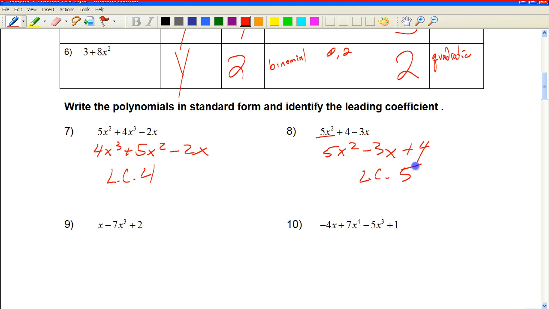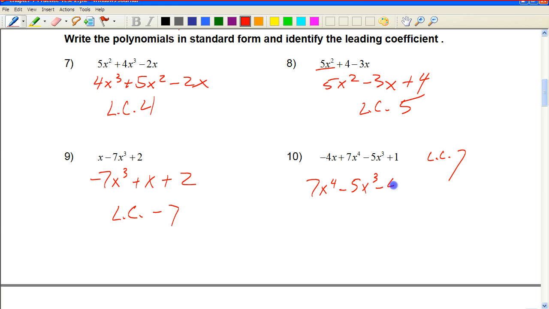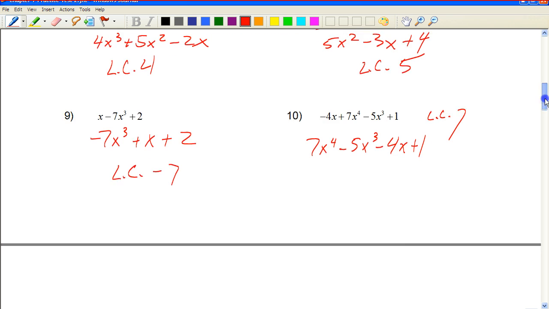Leading coefficient is 5 because it's in front of the term with the highest degree. So highest degree first, then descending degrees, and the leading coefficient is negative 7 because it's the one in front of the term with the highest degree. We can get the leading coefficient first being 7 on this one without ordering it, but let's order it as well. Okay, so there you go. Any questions, let me know, of course.